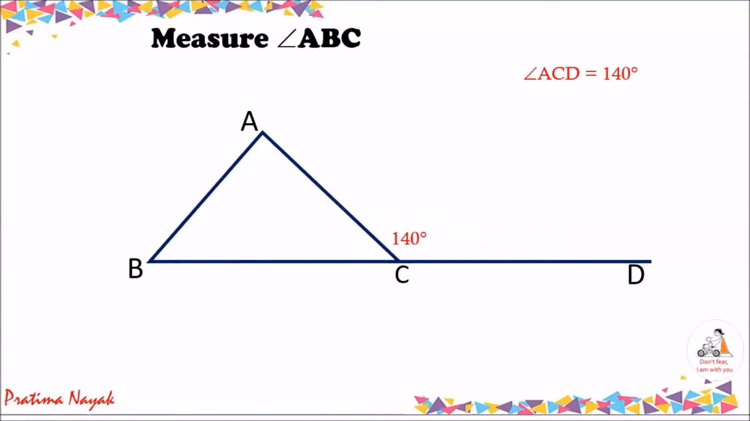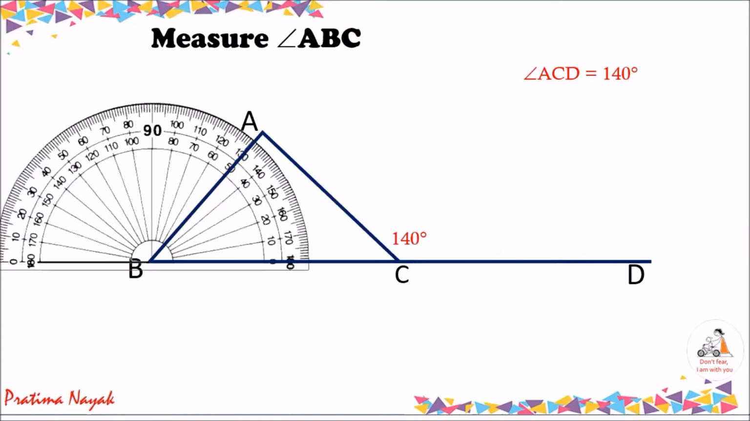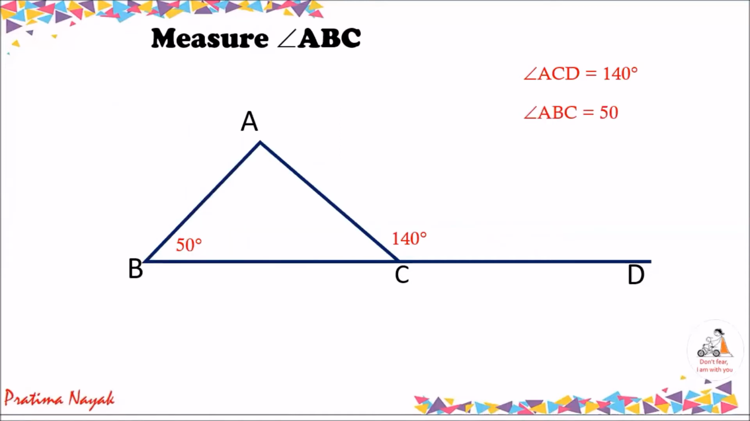Next, we'll measure ABC. So I'll put the protractor on B, with the center fixed exactly on B. And here also the angle is from the right side. So I'll take the lower 0, 0, 10, 20, 30, 40. It is 50 degrees. So angle B is 50 degrees.